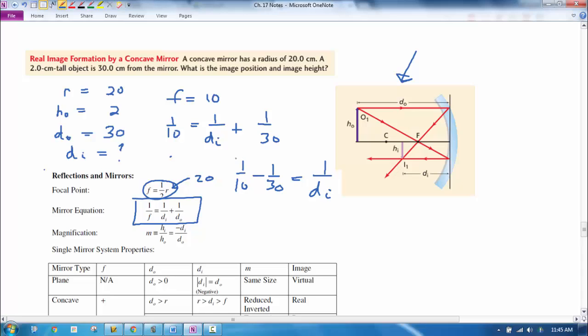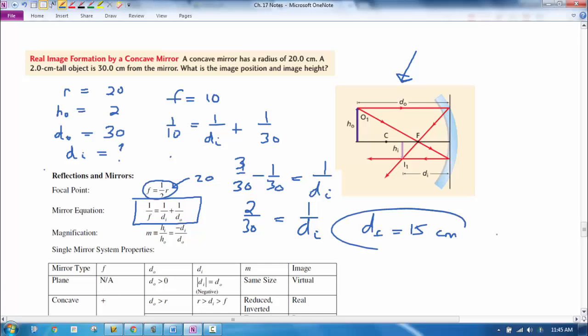So I'm going to get a common denominator by multiplying the top and the bottom of this one by 3. In this case, I get 2 over 30 equals 1 over distance to the image. Now reciprocate both sides, and you get distance to the image equals 15 centimeters. Sorry, that's supposed to be distance to the image.